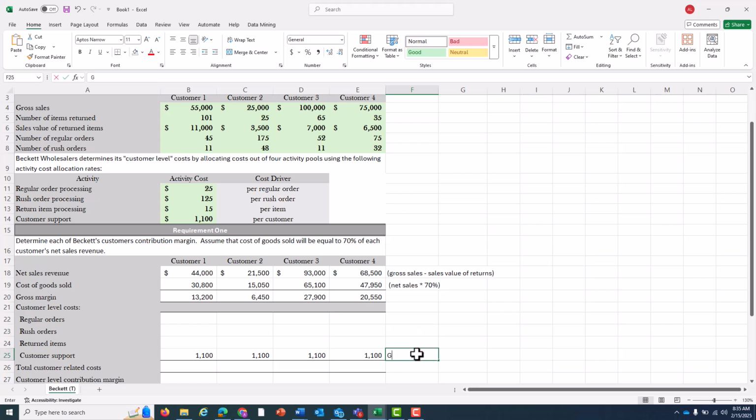I'm going to say that this one was given, and the reason it's given is because the driver was per customer. But the driver for the top 3, well, that's not per customer. That's per level of the activity I had, per regular order, per rush order, per item. So for all 3 of these, let me just make my box work here. What we're going to do is take the amount of the driver quantity that each customer used, and multiply it by that activity rate.